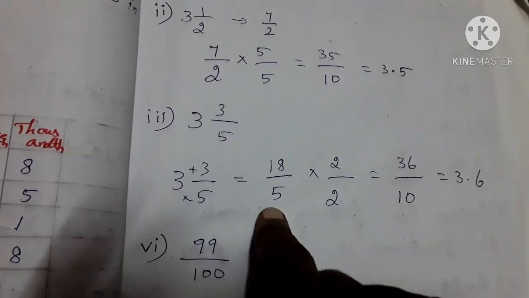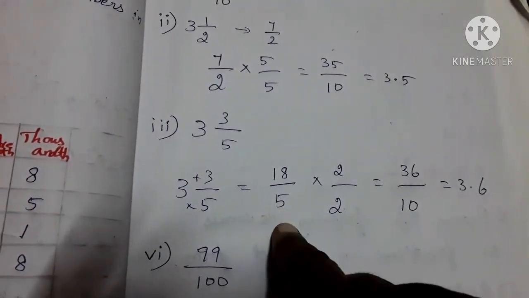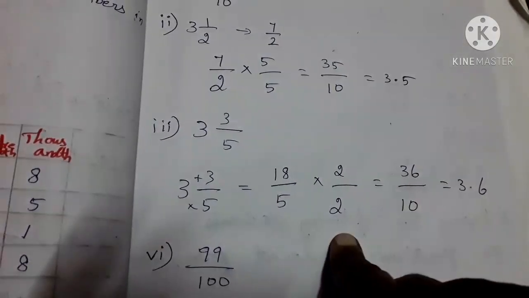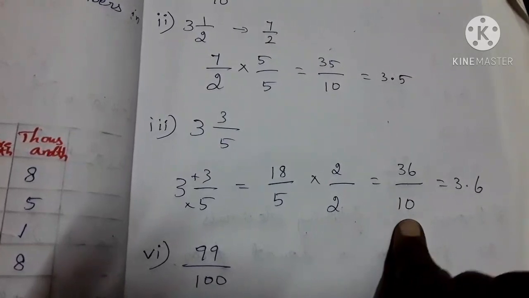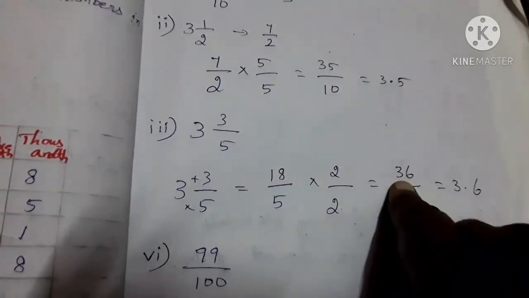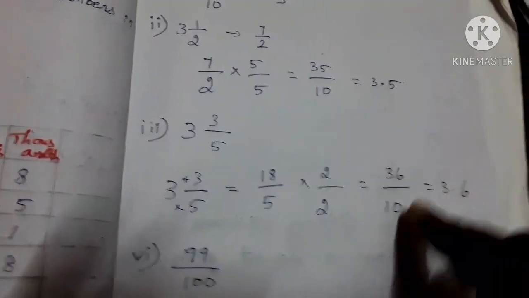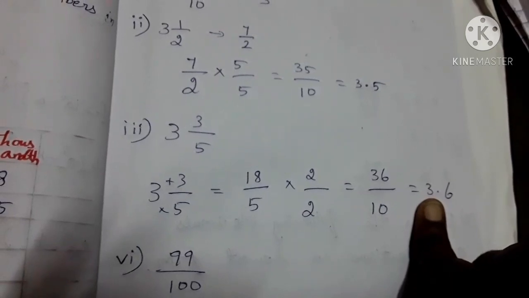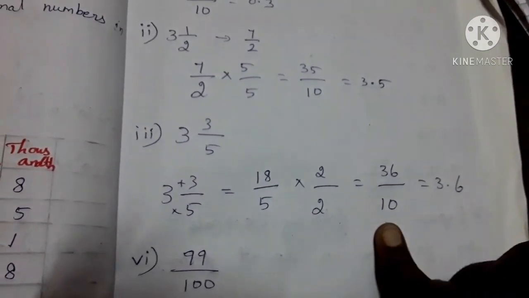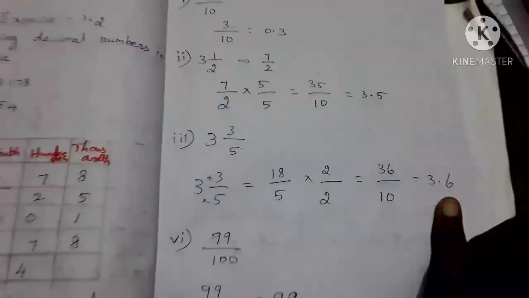So denominator we change into 10 or 100. It is below 10 means we have to change into 10. So we want 10 means we multiply by 2. So 5 2s are 10. The same number we multiply our numerator. 18 2s are 36, so 36 by 10. It becomes 3.6. So below is 10, that means 10 means one digit before we have to put the decimal point.